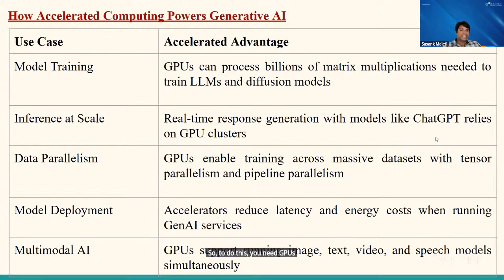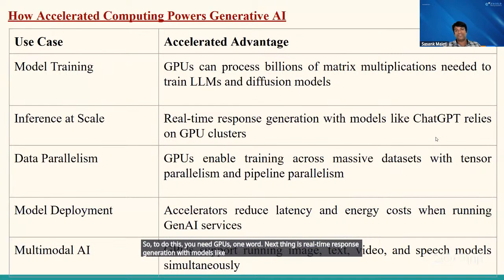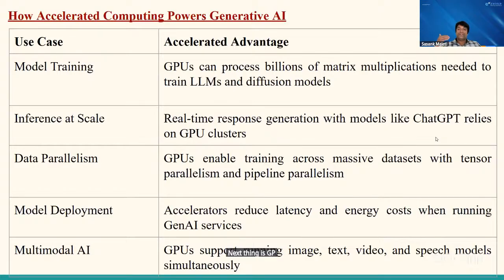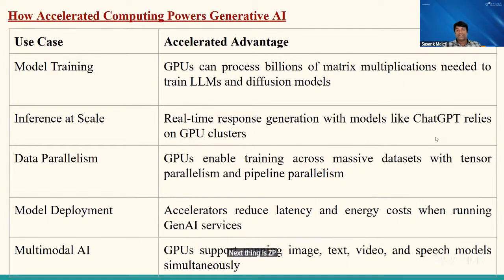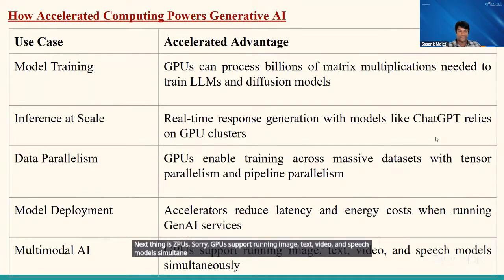Next, real-time response generation with models like ChatGPT relies on GPU clusters. Second point. Third point: GPUs enable training across massive datasets with tensor parallelism and pipeline parallelism. Fourth point: accelerators reduce latency and energy costs when running Gen AI services. Fifth point: GPUs support running image, text, video, and speech models simultaneously.